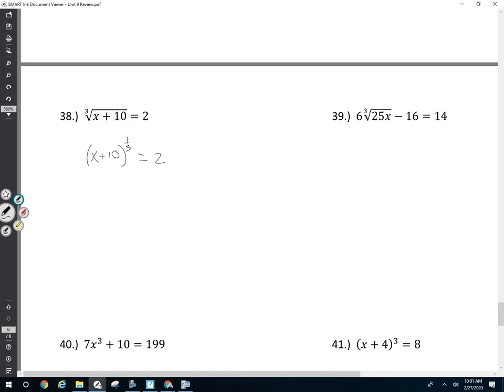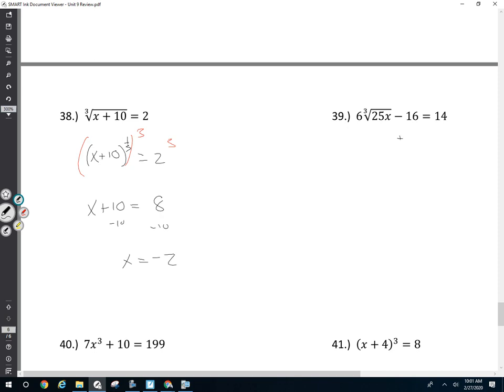How do I get rid of this 1/3 power? Cube. Because 3 times a third is 1. So this is x plus 10 to the first, gone. 2 cubed, 8. Subtract 10. Subtract 10. X is negative 2. Look at that.